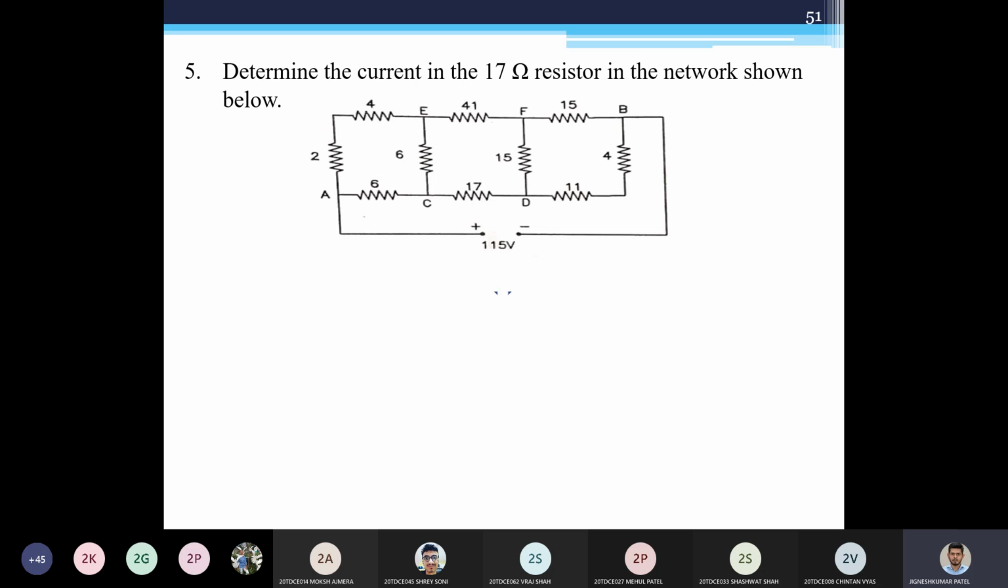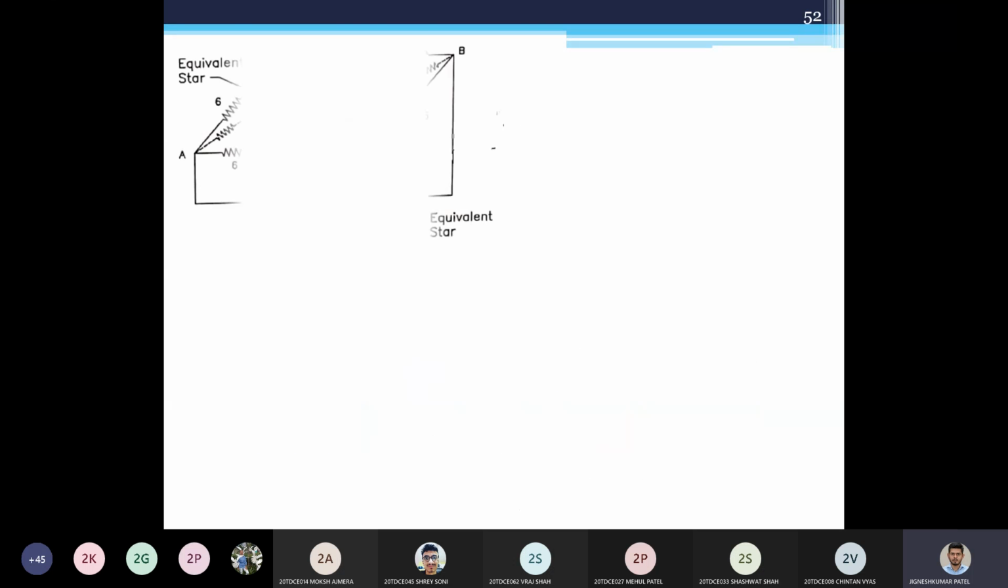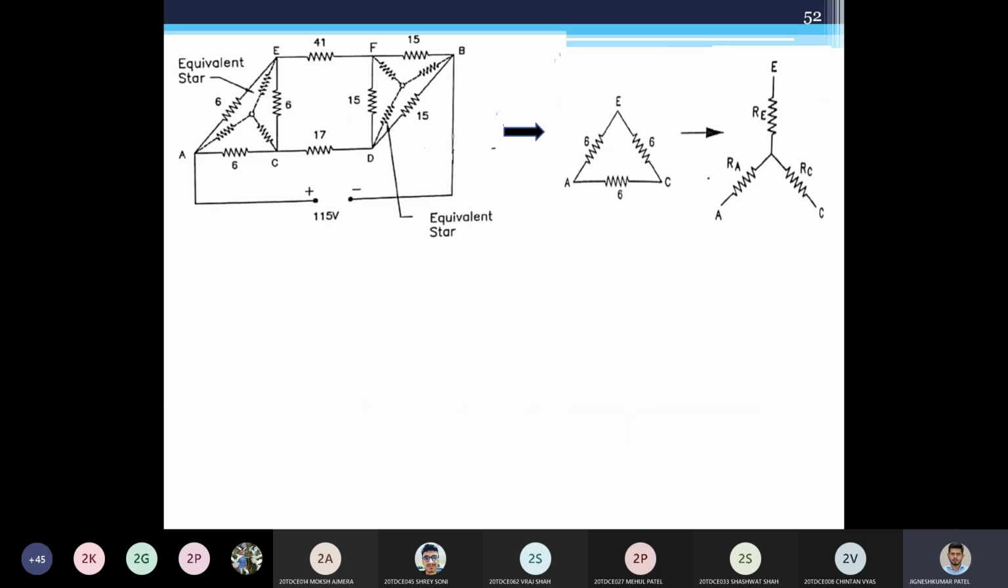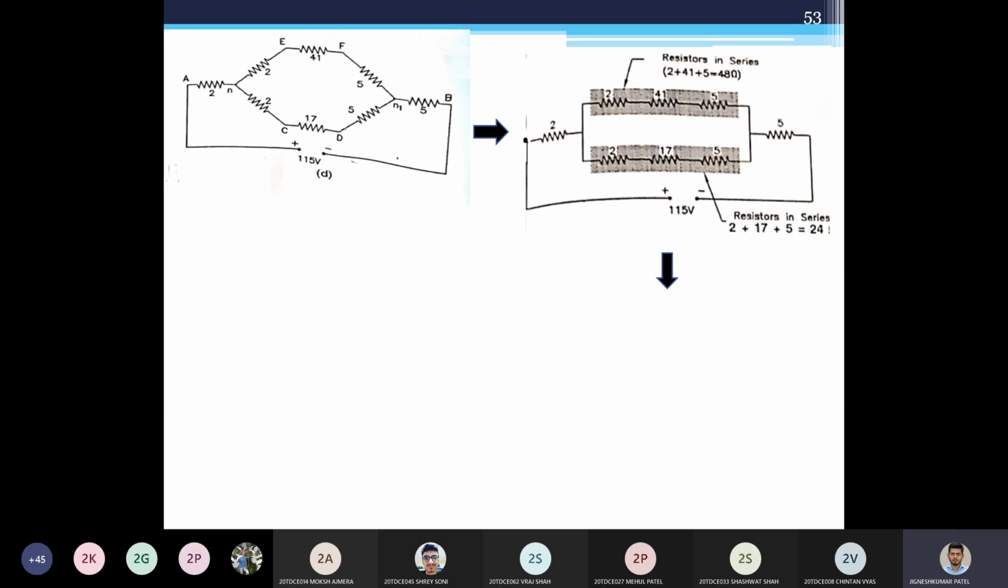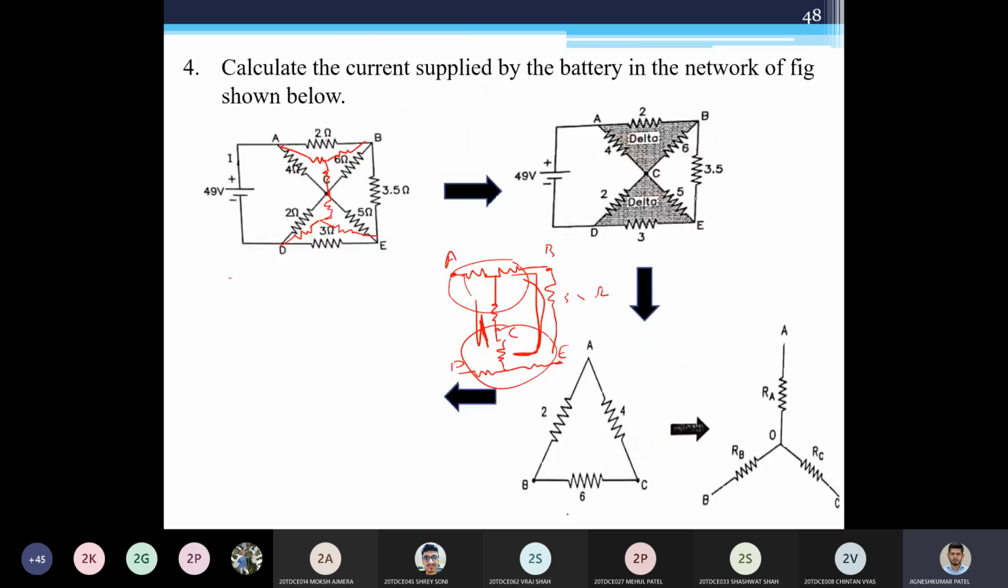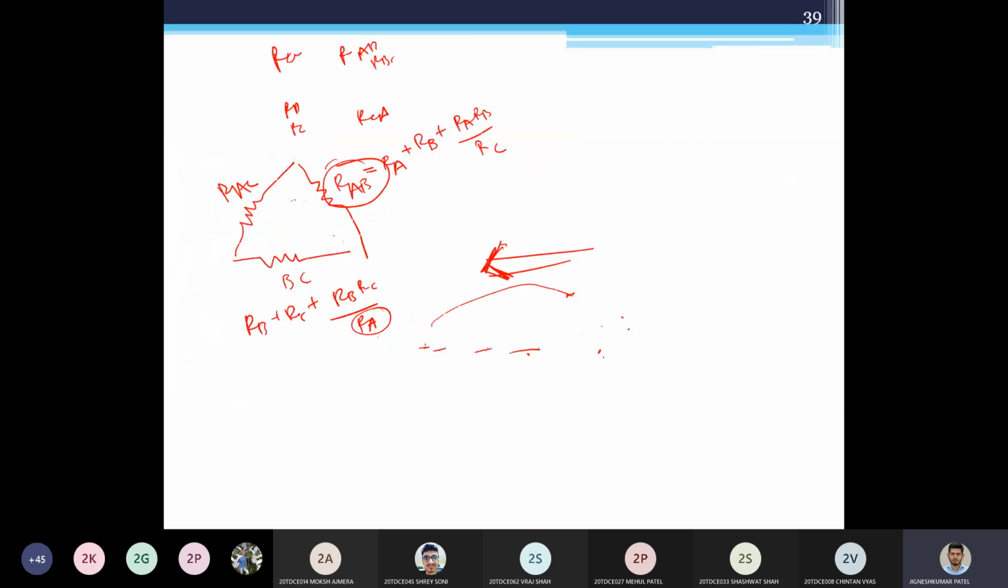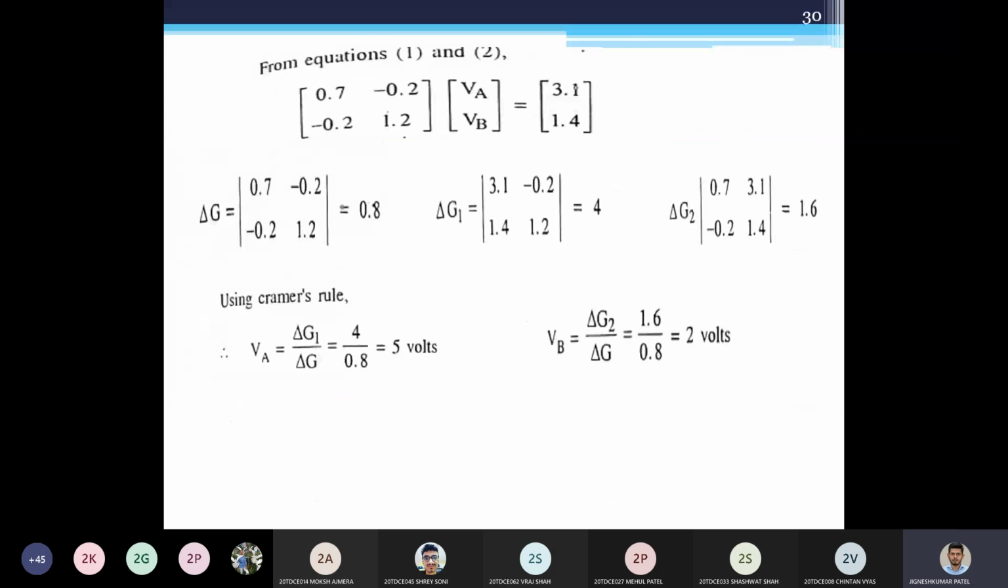In the same way, there is one more example. I'm not going into detail on this. I'll share the PPT, go through it once, and let me know if you have any problem. Let's not go deeper into this. I'll share this PPT, just look into that. If you have any trouble, let me know.